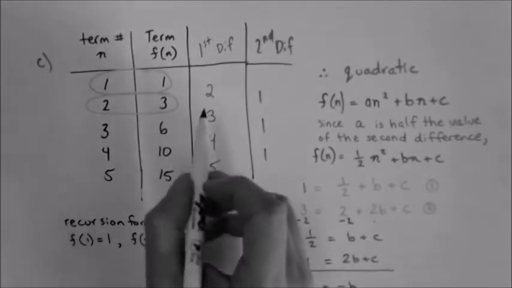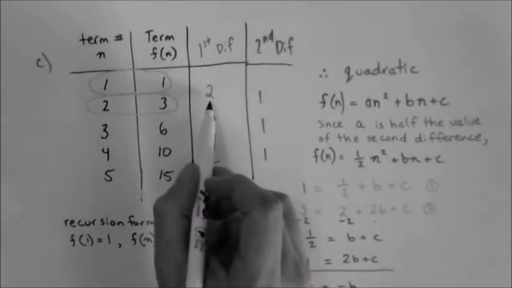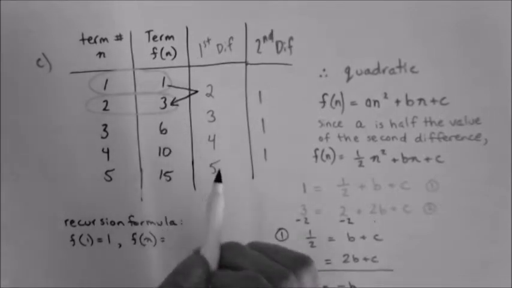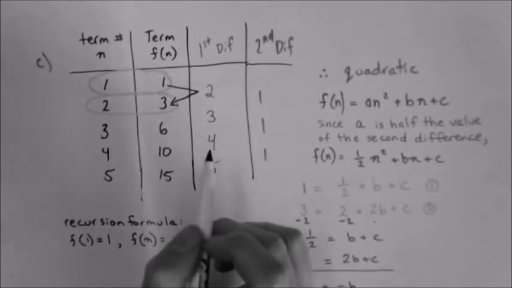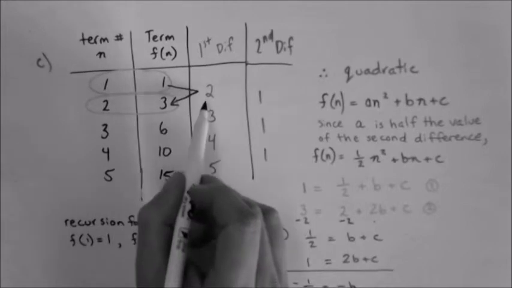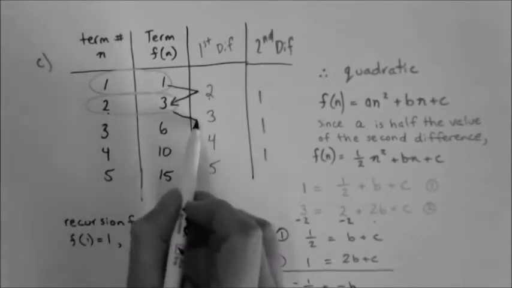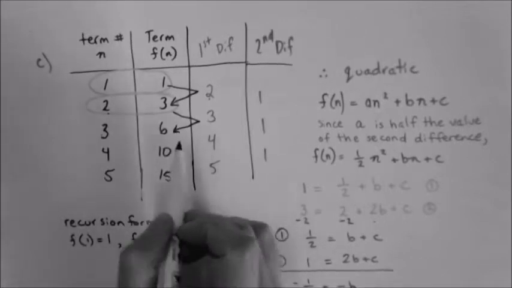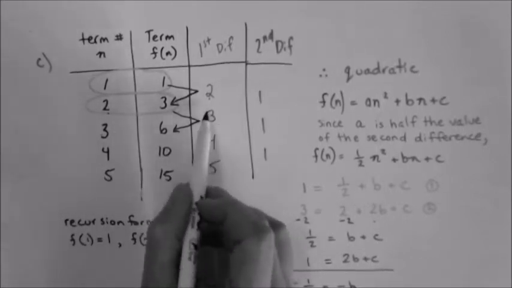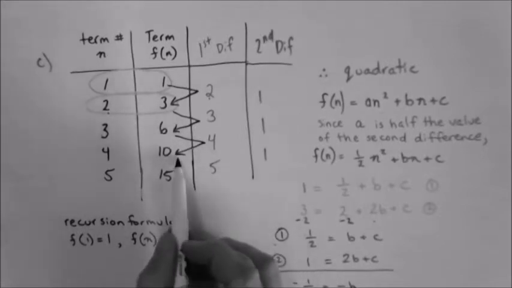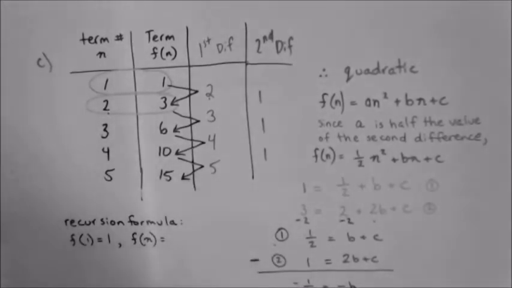What did we add? That's where these first differences come into play. What did we add to the first term to get the second term? Okay, good. So to get the second term, we added 2. What did we do to get the third term? We added 3. What did we do to get the fourth term? Added 4. To get the fifth term, we added 5.